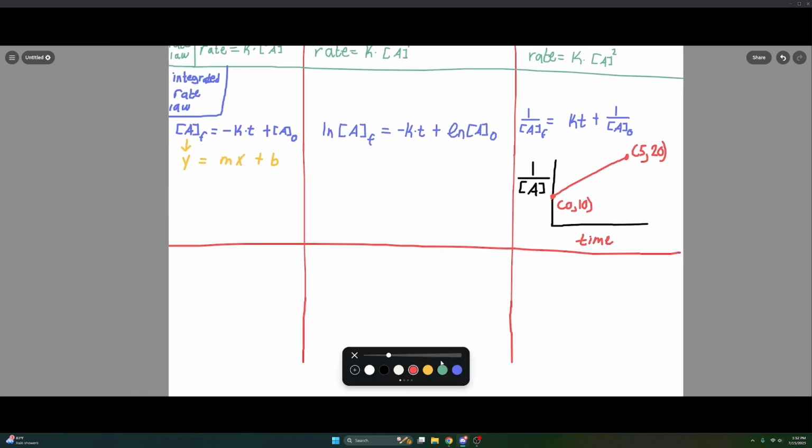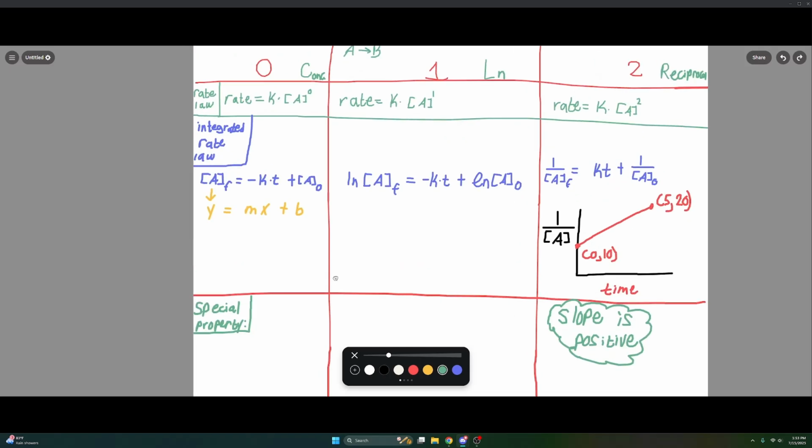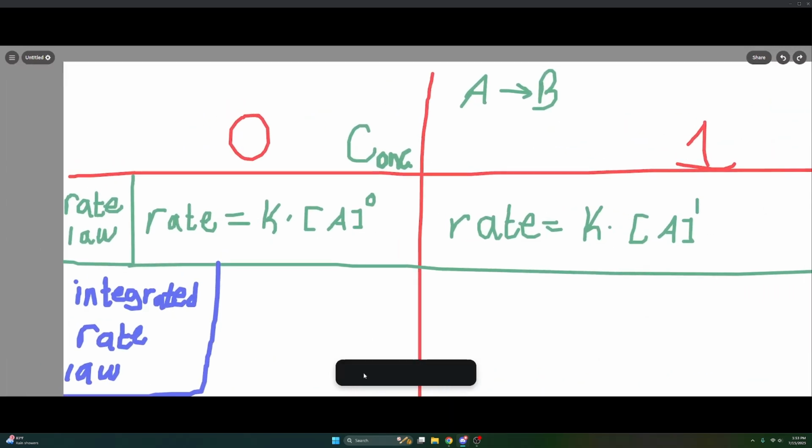There's one more little thing I like to add to this chart, and that's the special properties of each of these. Each rate order has something a little peculiar about it. And we've already talked about one of them. With second order, the slope is positive. Don't forget that. If you ever see a positive slope and it's a straight line, second order, move on with your day. Easy peasy.